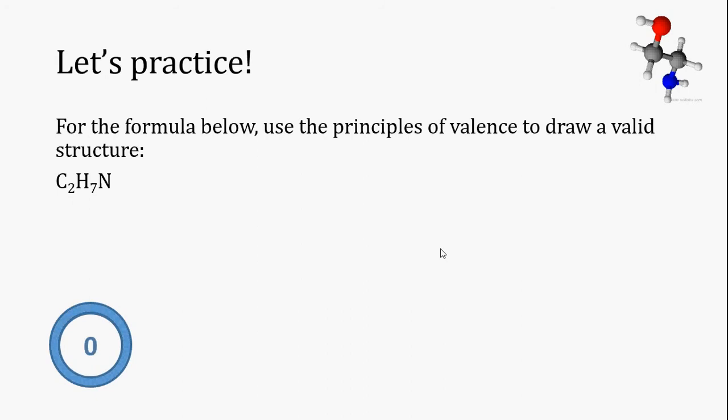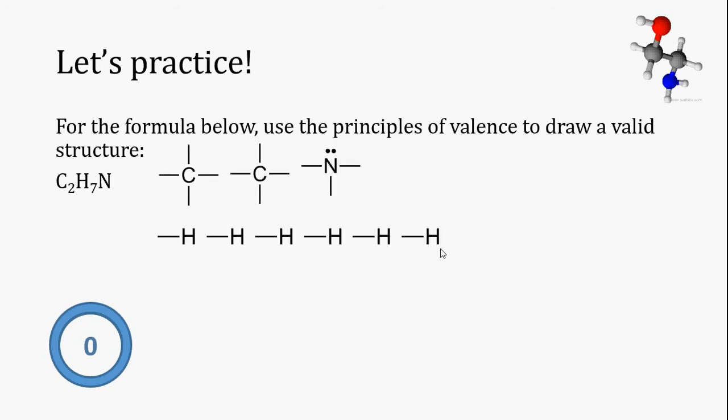We begin this problem like we did the last two. First, we write out all of the atoms and their valences. In this case, we have 2 carbon atoms and 1 nitrogen atom and 7 hydrogen atoms. The 2 carbon atoms are tetravalent, the nitrogen is trivalent, and the 7 hydrogen atoms are univalent.